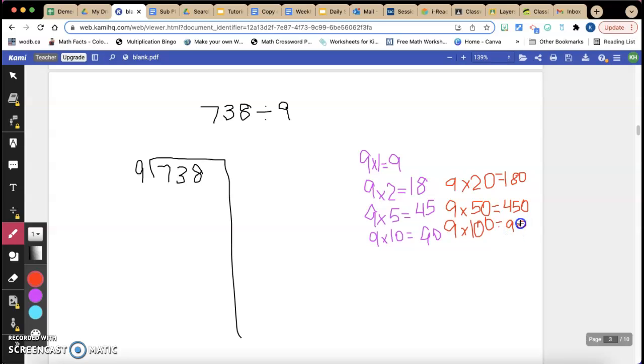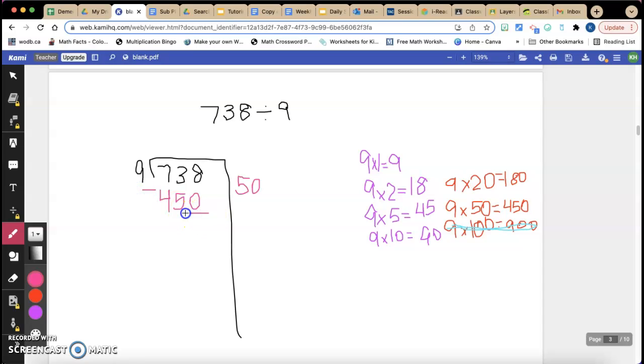So looking at the number that we have in our house, our dividend, it's 738. I am never going to be able to use 9 times 100. So I put a line through it. The closest I can get to 738 is 450. What do we have to do to 9 to make 450? We have to multiply 9 by 50. So on the side, I need to put the 50 that I had to multiply 9 by.